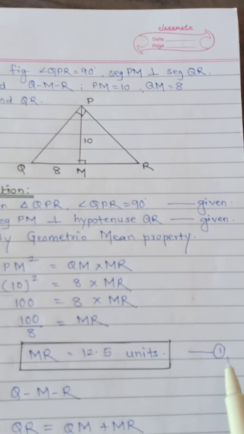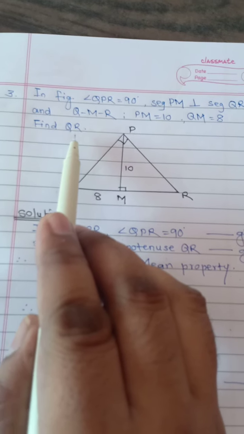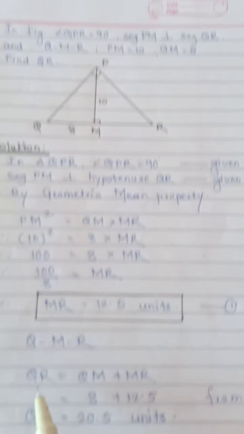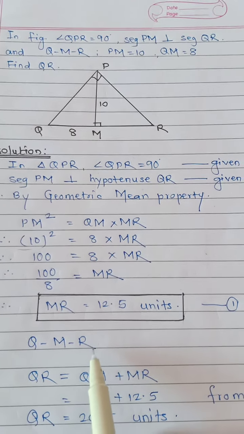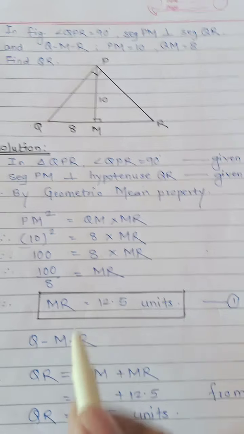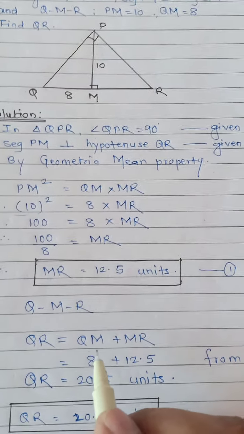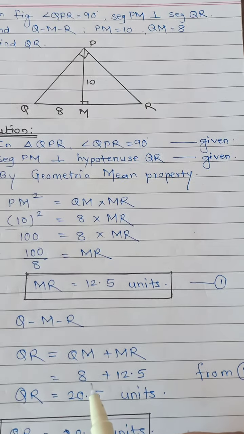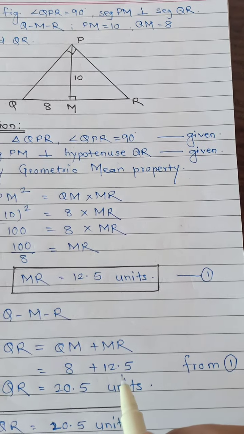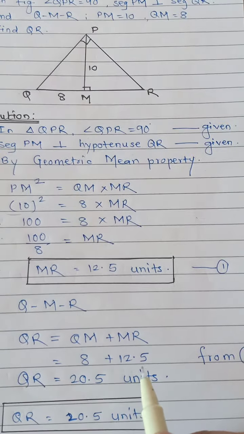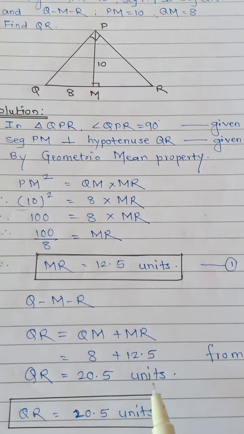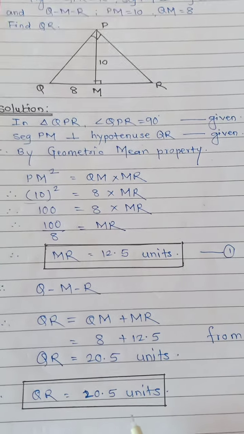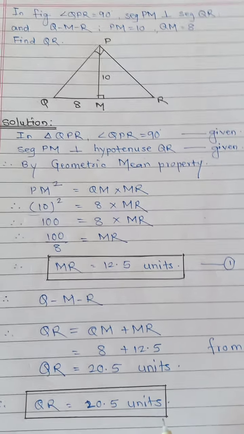Let us consider this as equation 1. But we want the value of QR, not MR. For getting the value of QR, it is already given in the question that Q, M, R, these 3 points are collinear. So I can write QR equals QM plus MR. The value of QM is 8, which is given in the question. The value of MR is 12.5 from equation 1. Adding both the values we get 20.5 units. Therefore, our final answer, that is QR, is 20.5 units. Okay, you copy the answer.